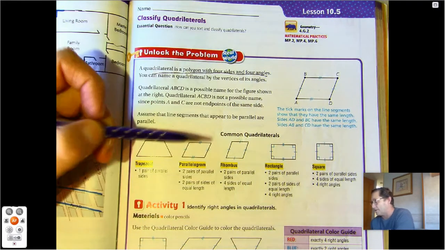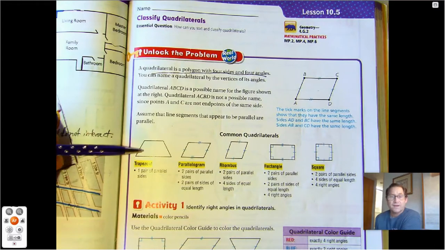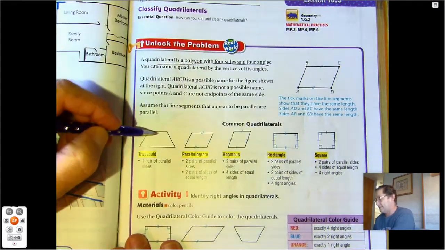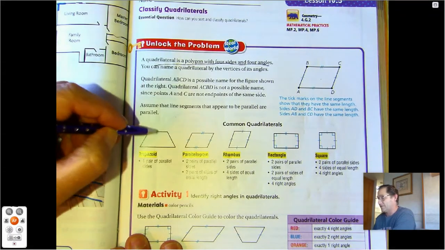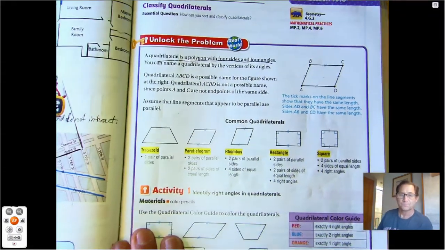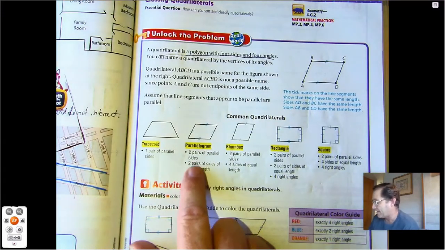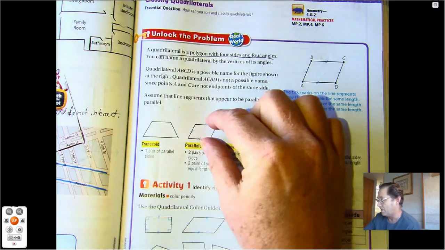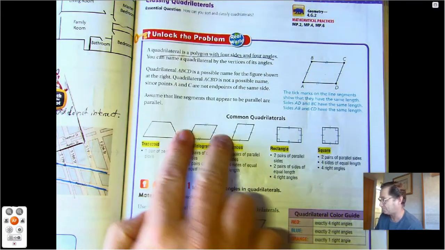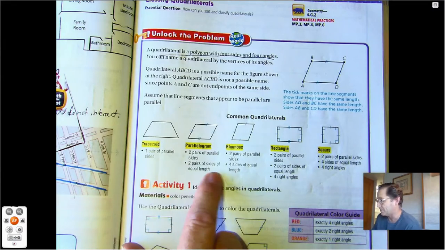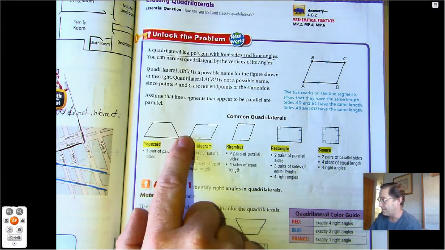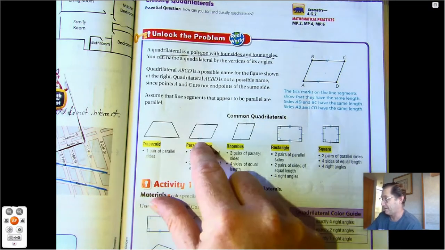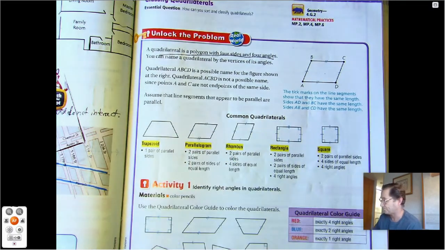All right, so common quadrilaterals. A trapezoid. It has one pair of parallel sides. So the top and the bottom of this are parallel. A parallelogram has 2 pairs of parallel sides. So opposite sides are parallel. And it has 2 pairs of sides of equal length. So you see that with the tick marks. This side and this side have the same length, and this pair of sides have the same length.